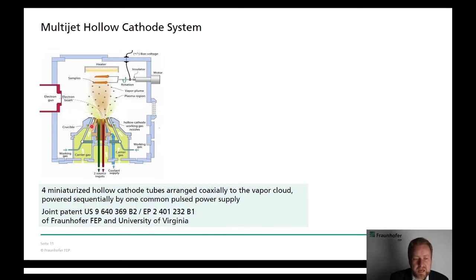In order to activate this process with plasma, which is necessary to get sufficient coating properties at these high rates which can be achieved, there are 4 hollow-cathode tubes surrounding the crucible, which coaxially activate this jet and the vapor.